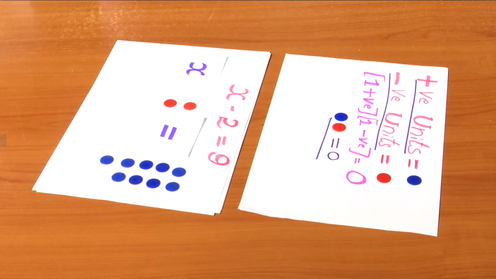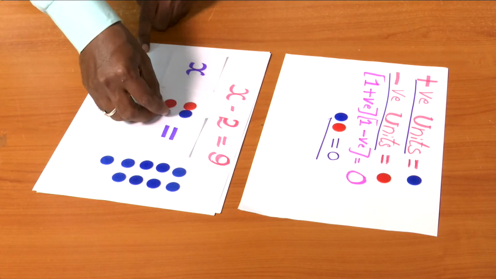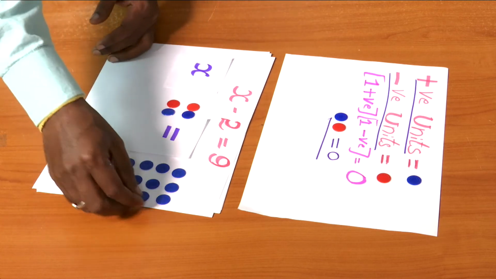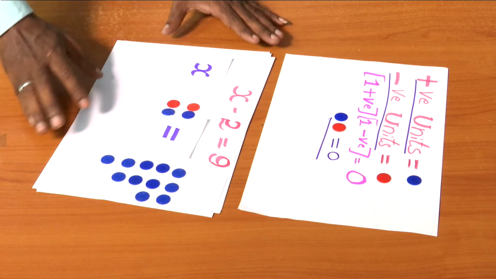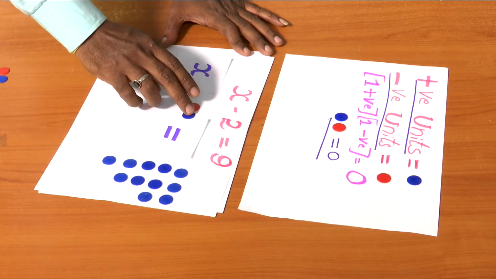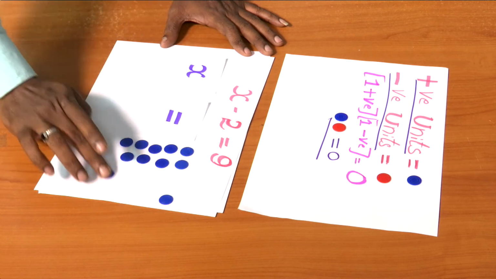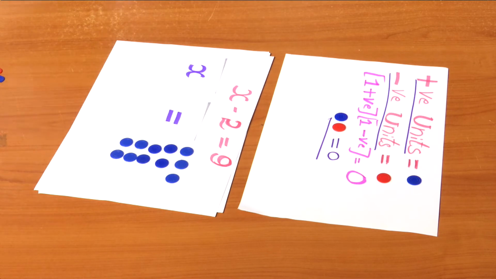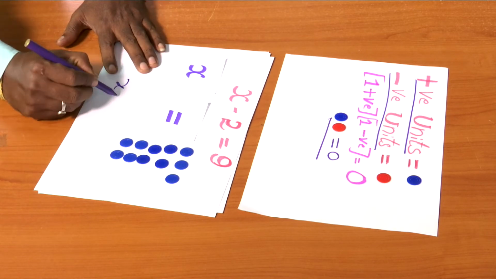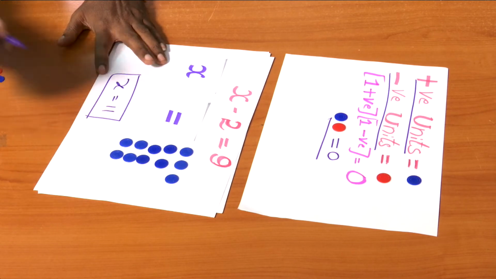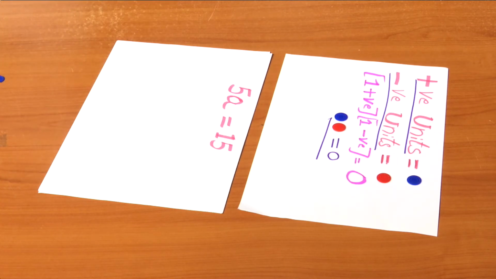Here what is the operation? To separate x, you must add 2 on both sides. To add means positive. Add blue tokens on both sides. That means here also 2, here also 2. Then what happens? Plus minus is 0. Yes. Then x is equal to how much? 11. Very good. Therefore, x is equal to 11.